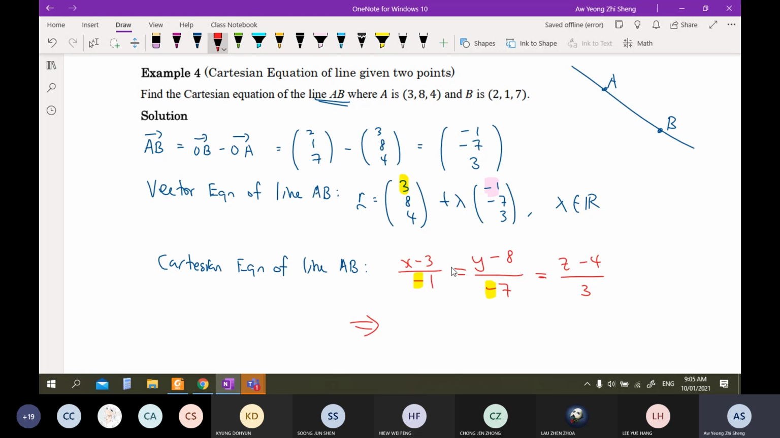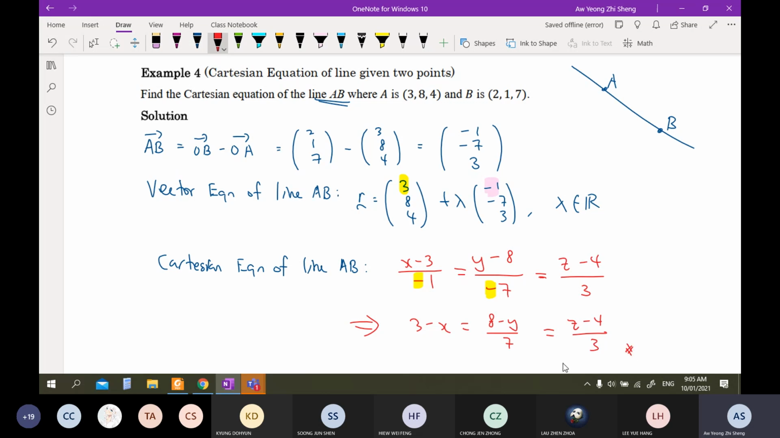Okay, so the first fraction they will just write as 3 minus x. So that's a usual practice. A division by 1 can be omitted. Then for this one, they will just multiply top and bottom by -1 and write 8 minus y over 7. This is regarded as a nicer form. And then z minus 4 over 3.